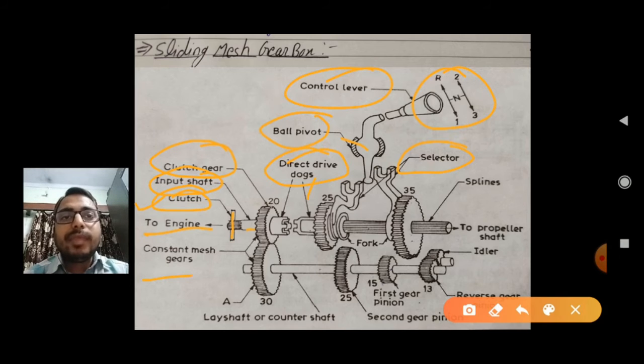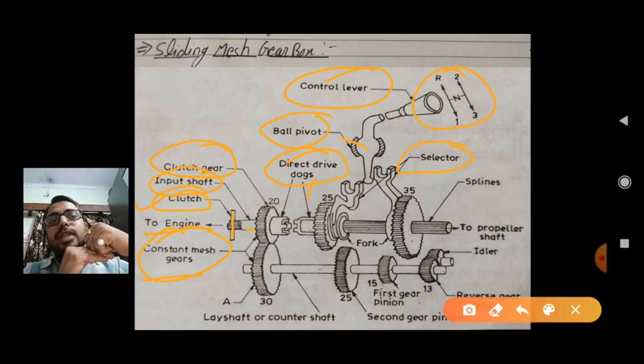Further, a constant mesh gearbox. Further, I will explain about a constant mesh gearbox. Here only the things are shown. Constant mesh gears are the type of gears in which constant meshing takes place, meaning no sliding occurs. The driver gear and the pinion gear are constantly meshed. There will be no shifting, so it is known as constant mesh gears.